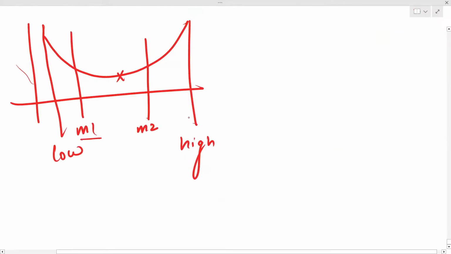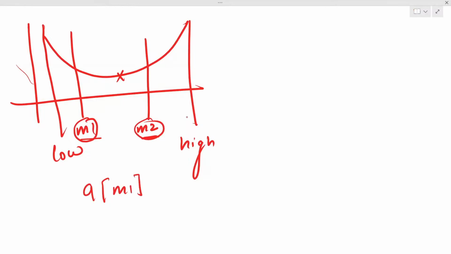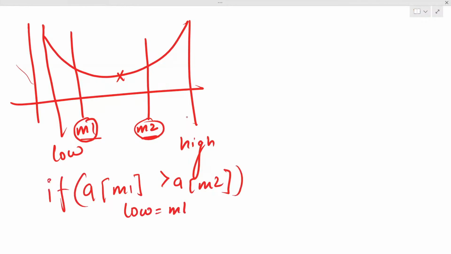In a minute I'll tell you how to find these M1 and M2. Like in binary search, we find the mid as low plus high by 2. Yesterday also I discussed this, but today also we'll go through that. In this case, if the value at A of M1 turns out to be more than the value at M2, then our low will come to M1. Otherwise, our high will come to M2, if the value at M2 was more.